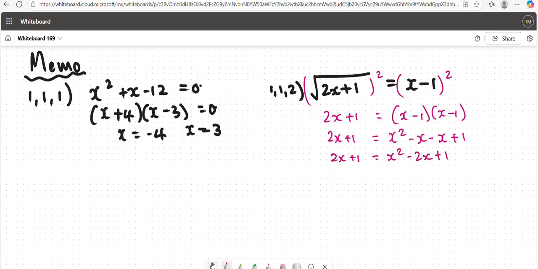And at this point you should be dragging everything onto one side. So x squared minus 2x plus 1 minus 1, and that's how it looks. So x squared minus 4x equal to 0.